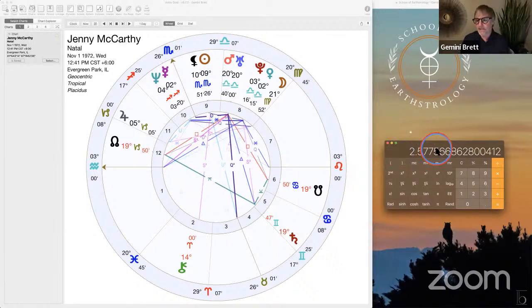Anyway, I did see that in this number, if I multiply this by 7, I'm going to get very close to a whole number. See how close that is to 18. Exactly, 18.04, right? I mean, it's 18. Okay, so they are separated, is what this tells me, by 7/18 of the zodiac.